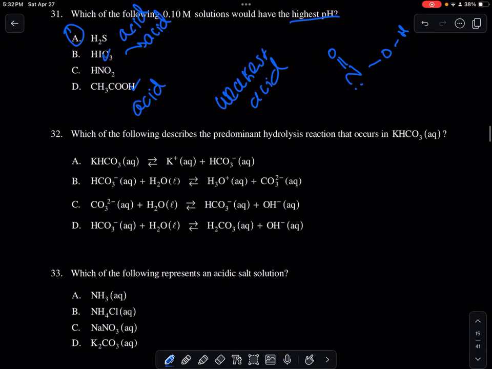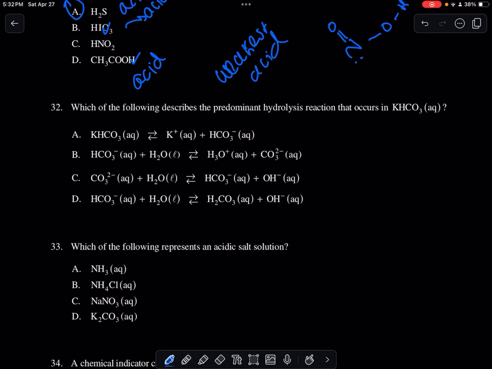Nice. 32. Which of the following describes the predominant hydrolysis reaction that occurs in KHCO3? KHCO3, K plus, and HCO3 minus. Yep. So we have the potassium positive ion, and we have the bicarbonate ion. So potentially, but let's keep going.